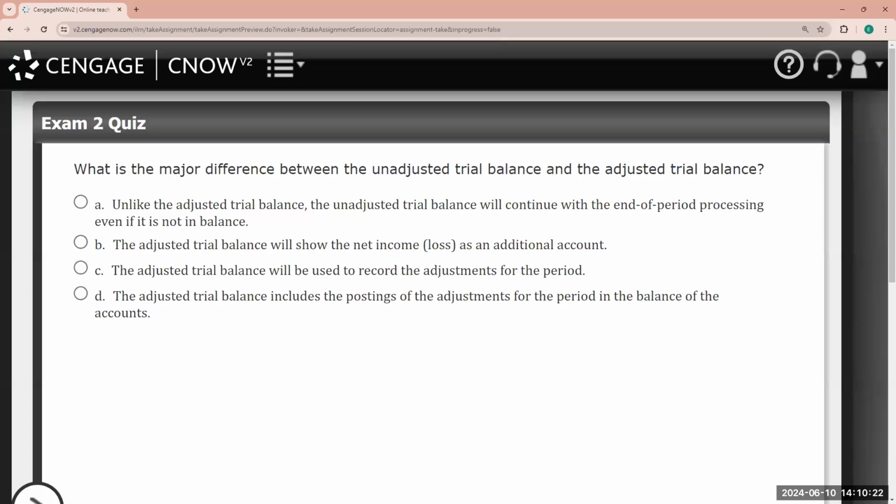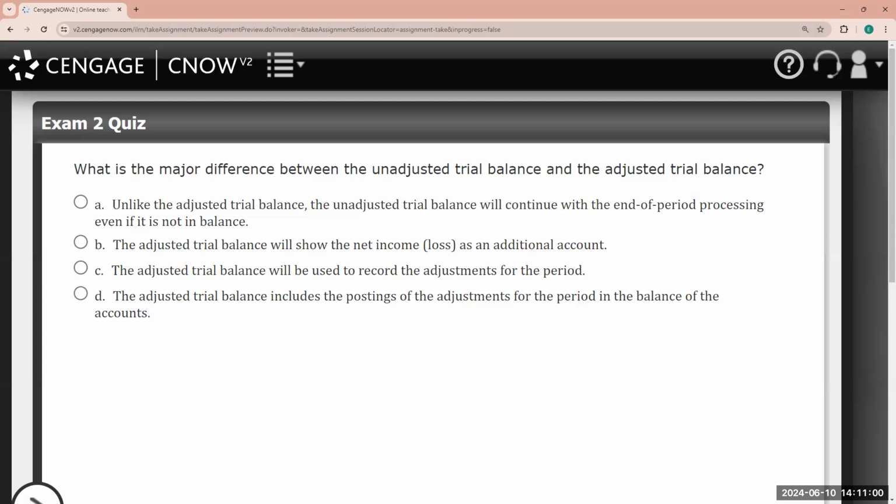So here in this question, it asks us, what is the major difference between the unadjusted trial balance and the adjusted trial balance? So for A, it states, unlike the adjusted trial balance, the unadjusted trial balance will continue with the end of period processing, even if it is not in balance. This is definitely incorrect. If our total debits do not equal our total credits, the financial statements cannot be prepared unless it is in balance. So A is incorrect.